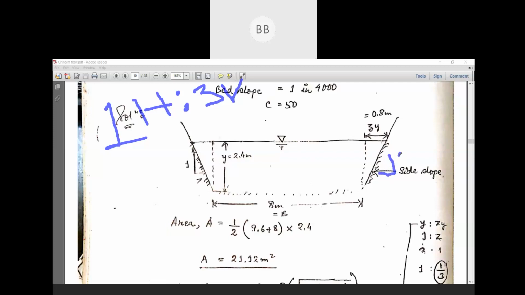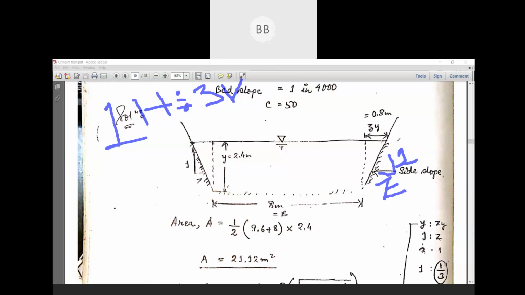So this is your 1 and this is your z. Definitely that z is horizontal and 1 is your vertical. So to find out z, we need to find out for one vertical how much will be the z. From this equation, if you see what is given, that is one horizontal is to 3 vertical, or you can write that one horizontal is equal to 3 vertical.